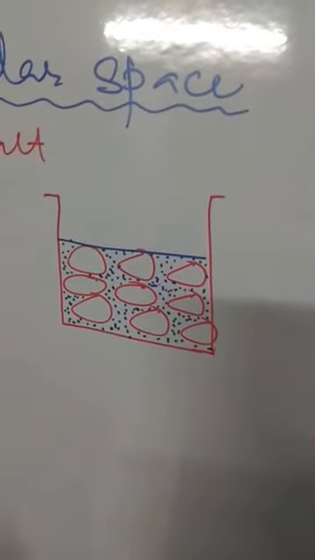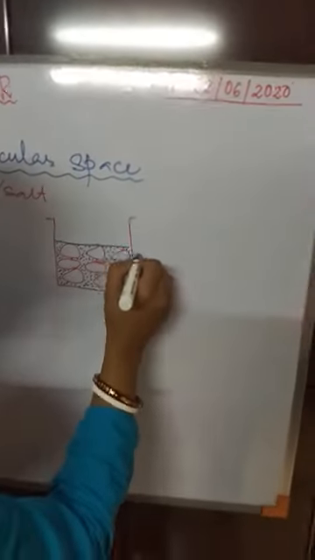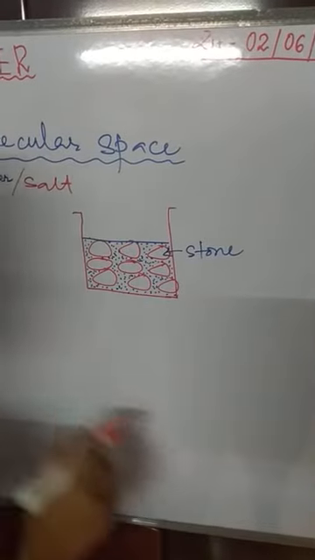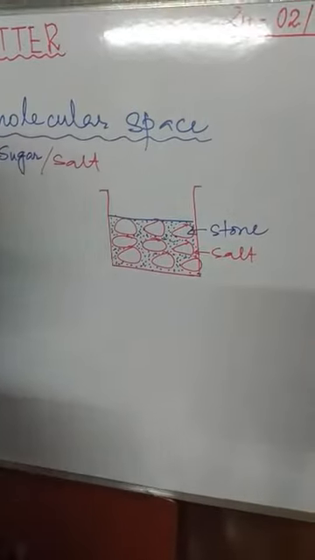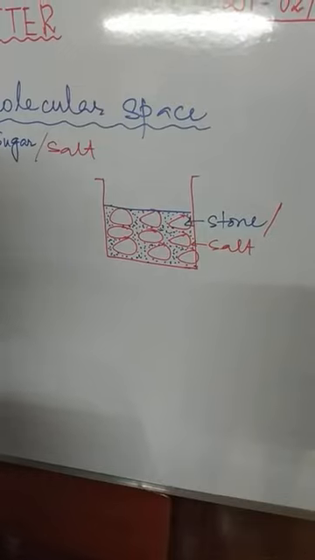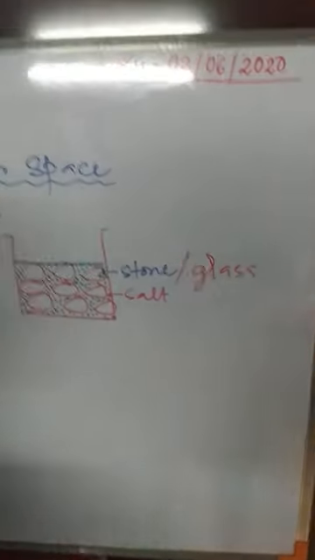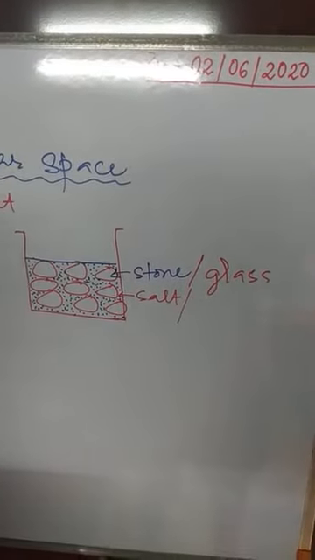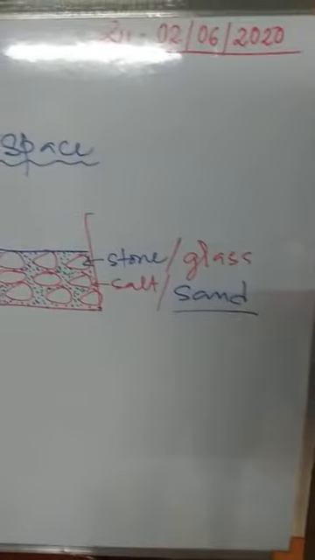The same experiment we can do with this. These are the stones, and these blue particles are salt. Instead of stones, if we use small glass marbles or glass balls, and instead of salt if we use sand, the same effect we can see.